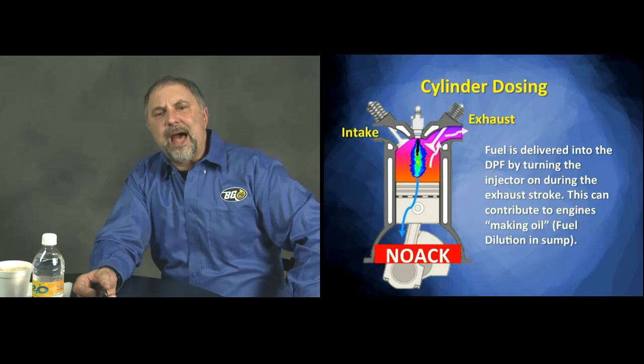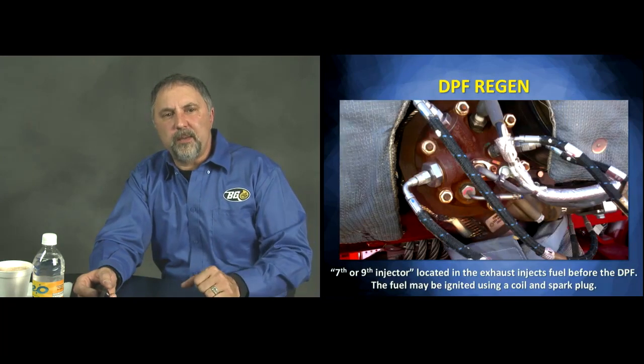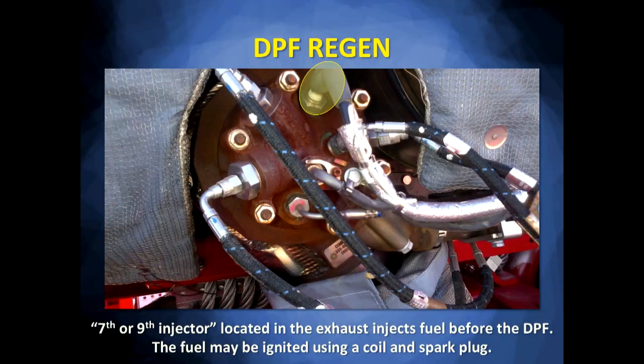So some of the manufacturers are installing after-treatment devices located in the exhaust string. This particular one's got a spark plug locator. It's called an ARD head. The ARD head itself is designed to inject fuel in the exhaust after the cylinder, so I don't have fuel dilution in the sump, and I'm not going to make oil.